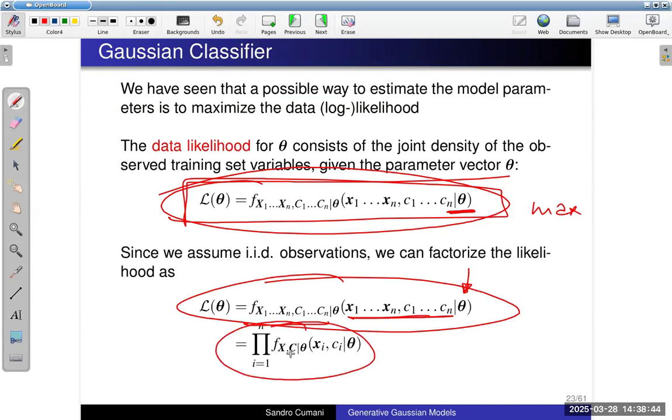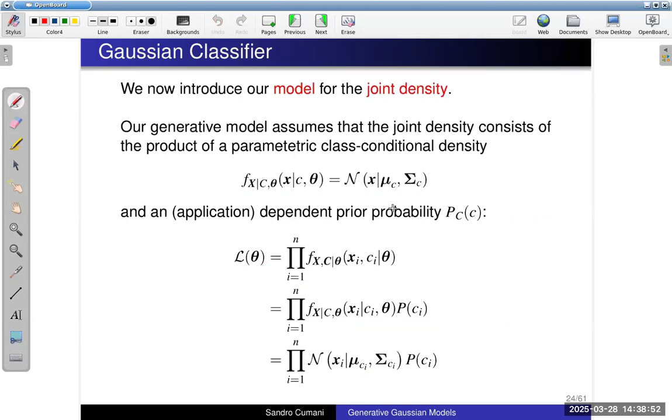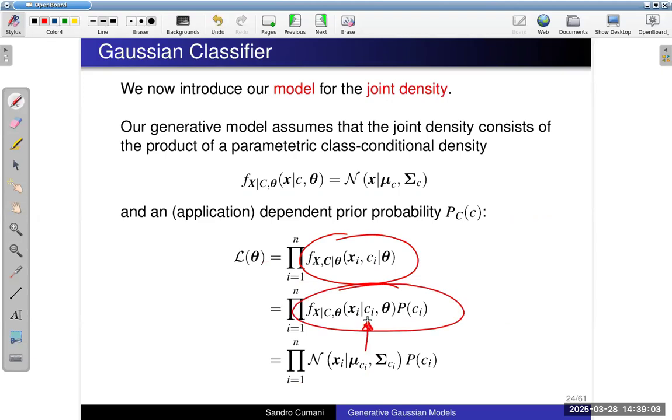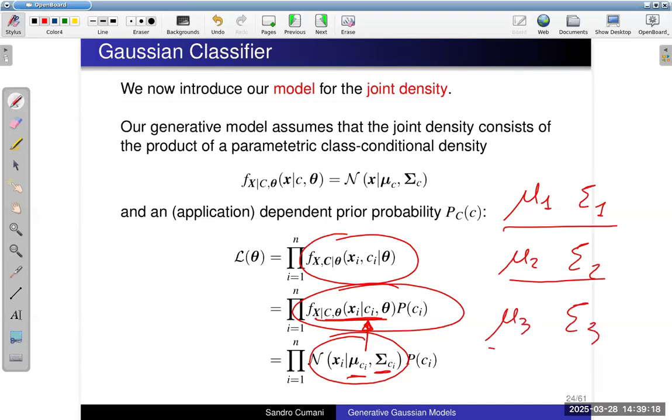Thanks to our independence assumption, we factorize this likelihood over the single samples, and then we said, once we have this factorization from the joint density, we plug in our model that gives a specification for the class conditional density. In our case, we decided a model where each class is described by a Gaussian density and each class has its own mean and covariance matrix. So for each class, we have a different set of parameters. Then the prior probability, we said it's not dependent on the parameters of our model because our model does not specify the prior probabilities. So this, when we maximize the likelihood, is irrelevant. We will find it again when we do inference, but for estimation of the model parameters, it's irrelevant.